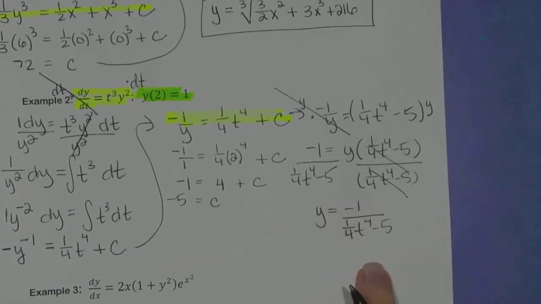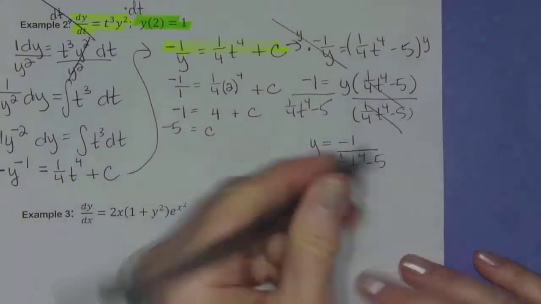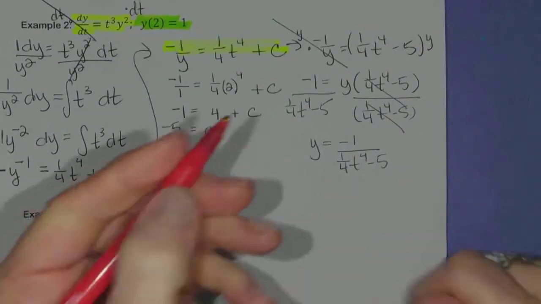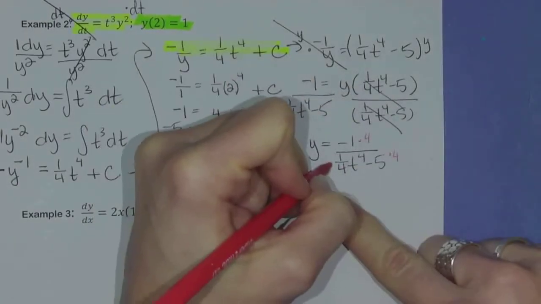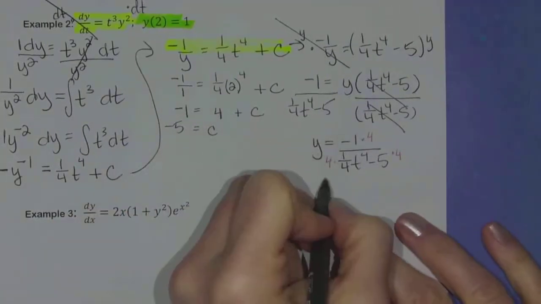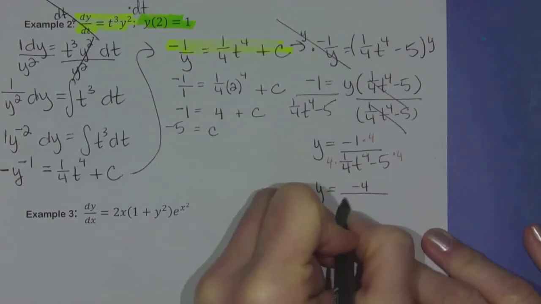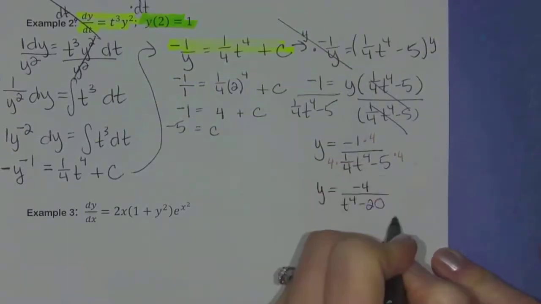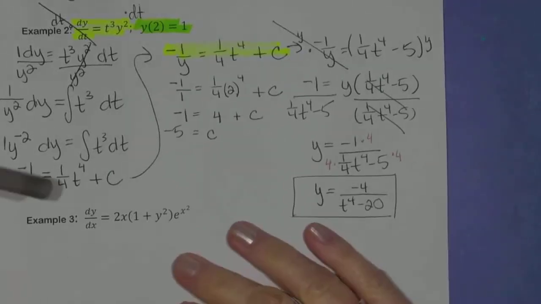Now, some would say not to leave your answer like this because you have a complex fraction. So what you can actually do to get rid of that is multiply each term by 4, which will clear the 1/4, leaving you with a final answer of y equals negative 4 divided by t to the fourth minus 20. That's a nicer answer without the complex fraction.